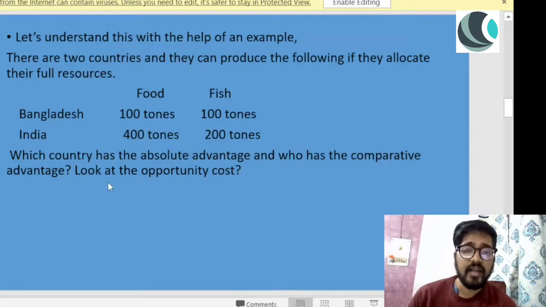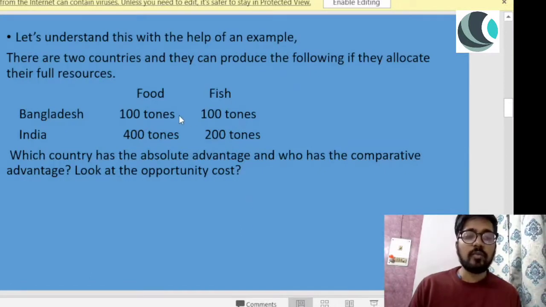Now, here's the thing. Which country has the absolute advantage? India in both the cases, right? But there is a caveat here. Who has a comparative advantage? For that, you need to look at the opportunity cost, right? To calculate opportunity cost, if India goes on producing the food, in that case 400 divided by 200, they will miss out on the fish by 2 units, comparatively.